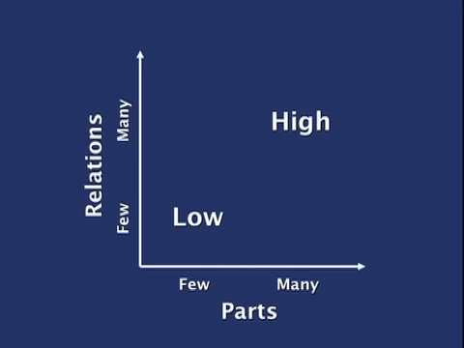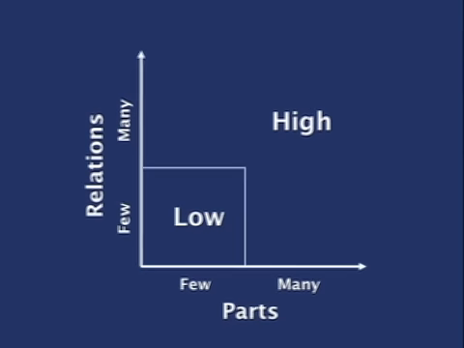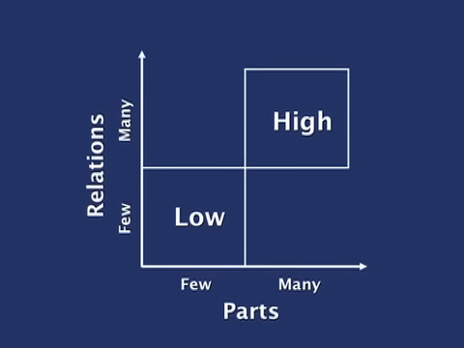Now, if we take this diagram to simplify it, we're going to break it into four quadrants. Low complexity being at the lower left, high complexity at the upper right. The other two quadrants would be medium complexity.